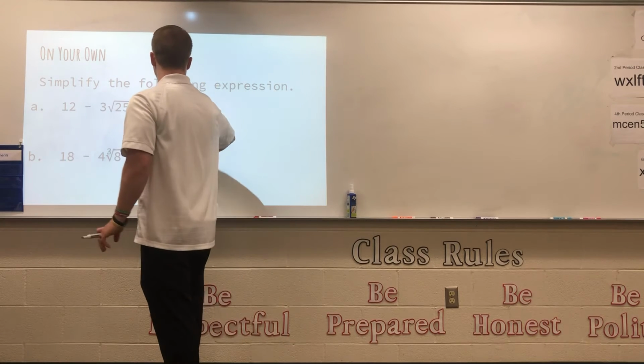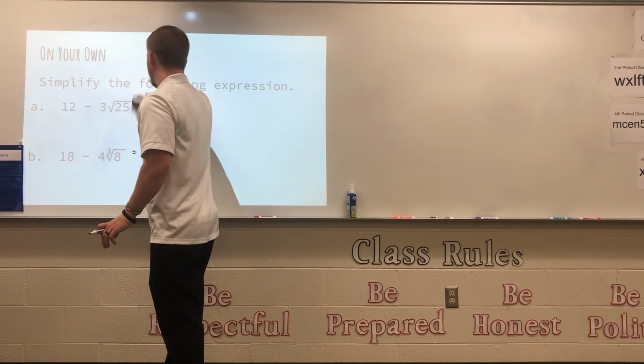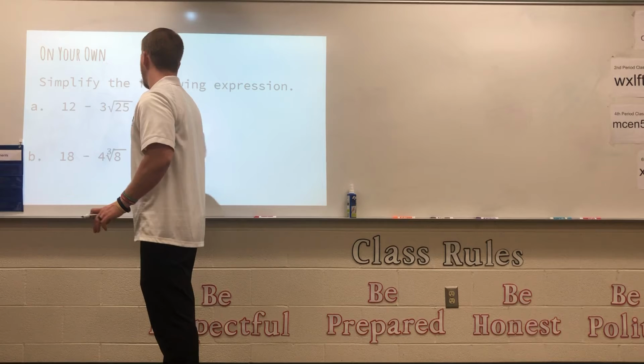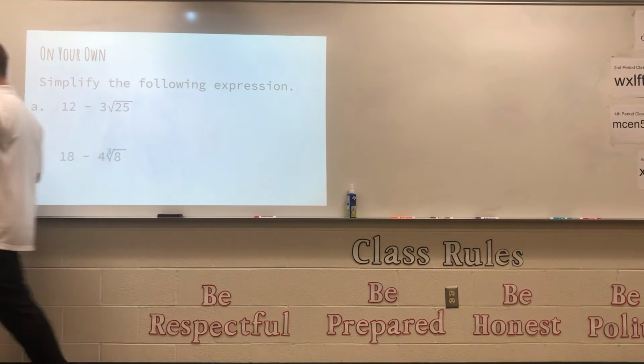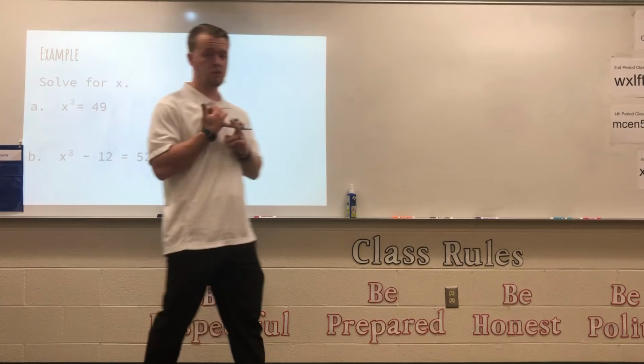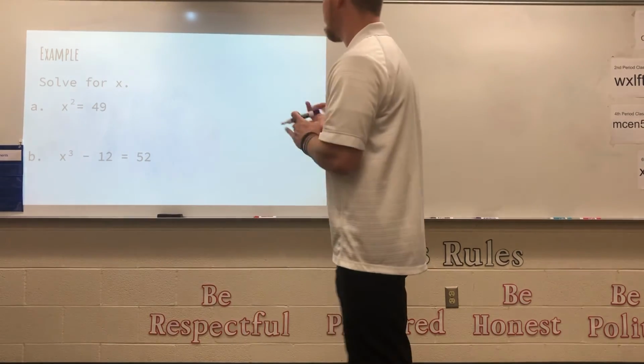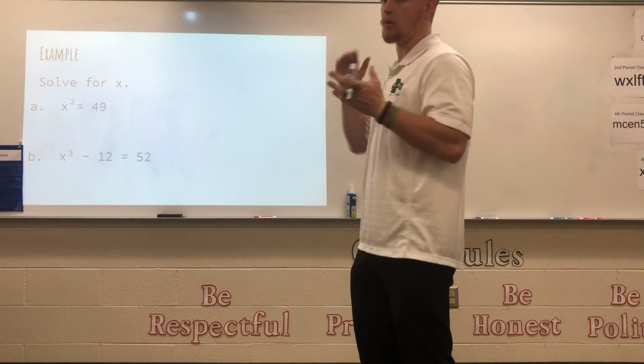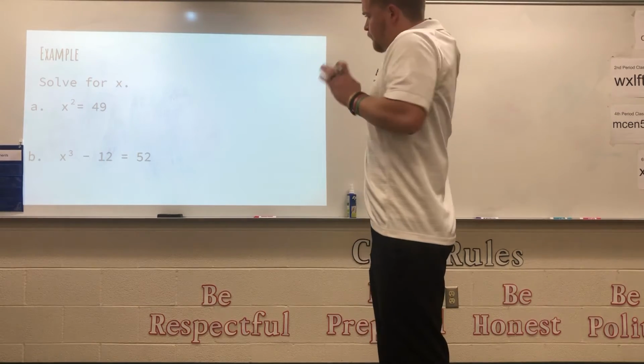Alright, so that's just solving expressions using your order of operations. And this is what I was talking about at the beginning. You'll also need to be able to solve for x using those opposite operations of square root and power of 2 or power of 3. So let me show you what I mean by that.